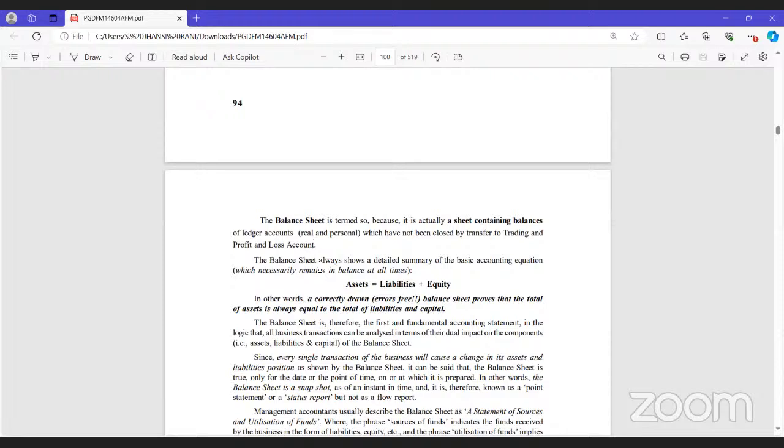Now the balance sheet shows an equation. If you look here, this is the equation which states that assets are equal to liabilities plus equity. Now what are assets, what are liabilities, and what is equity?